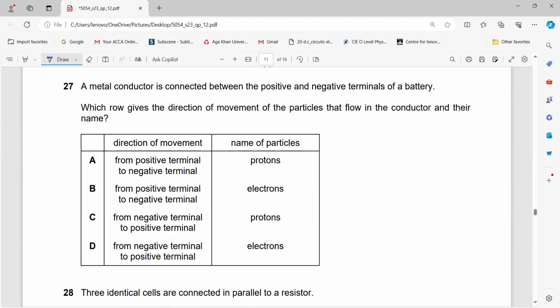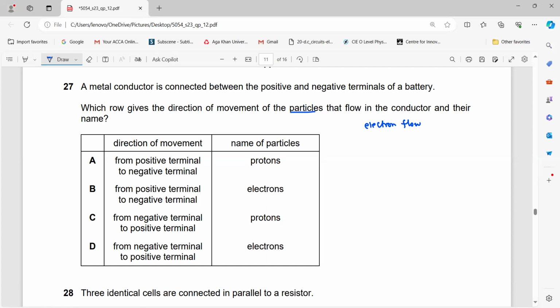A metal conductor is connected between the positive and negative terminals of a battery. Which will give the direction of movement of particles that flow in the conductor and their name? Now, what are the particles, sir? What are charges, sir? The actual flow of current is electron flow. But because there have been a lot of discoveries and a lot of theories presented from the point of view of conventional current flow, that is movement from positive to negative, it is a convention, a historical convention.